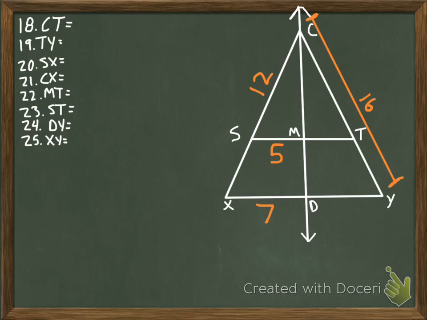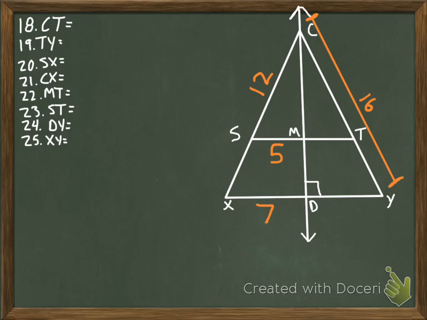Alright, this will be a little bit longer one. This is 18 through 25. So the directions say CD is the perpendicular bisector of both XY and ST. So if I go down to where CD, that I'm highlighting here, crosses XY first, I'm going to add a few things in here. I'm going to add right here a 90-degree angle.